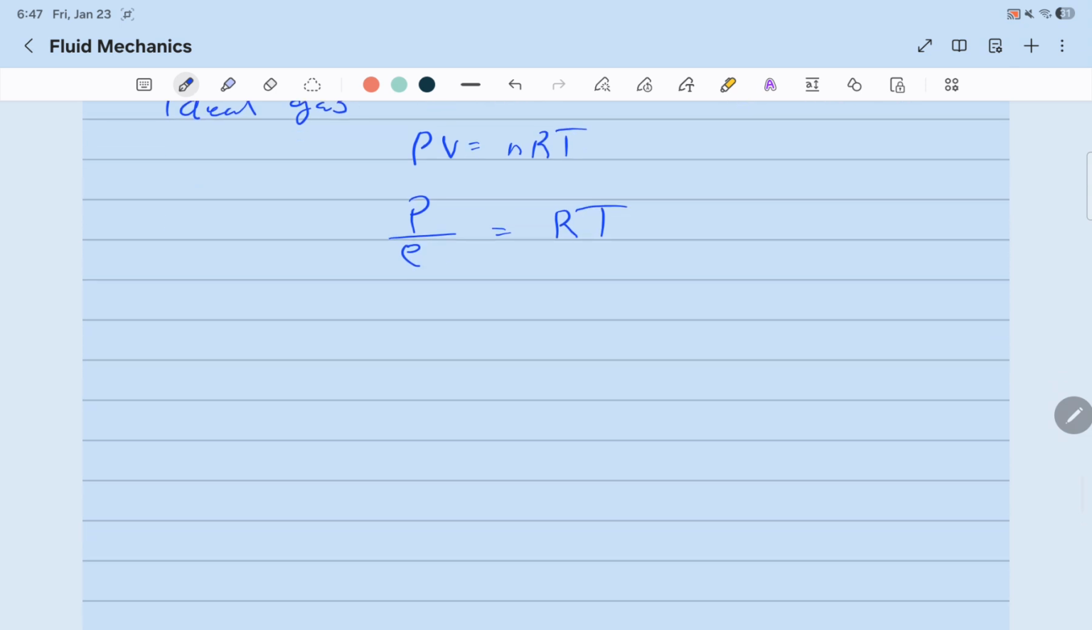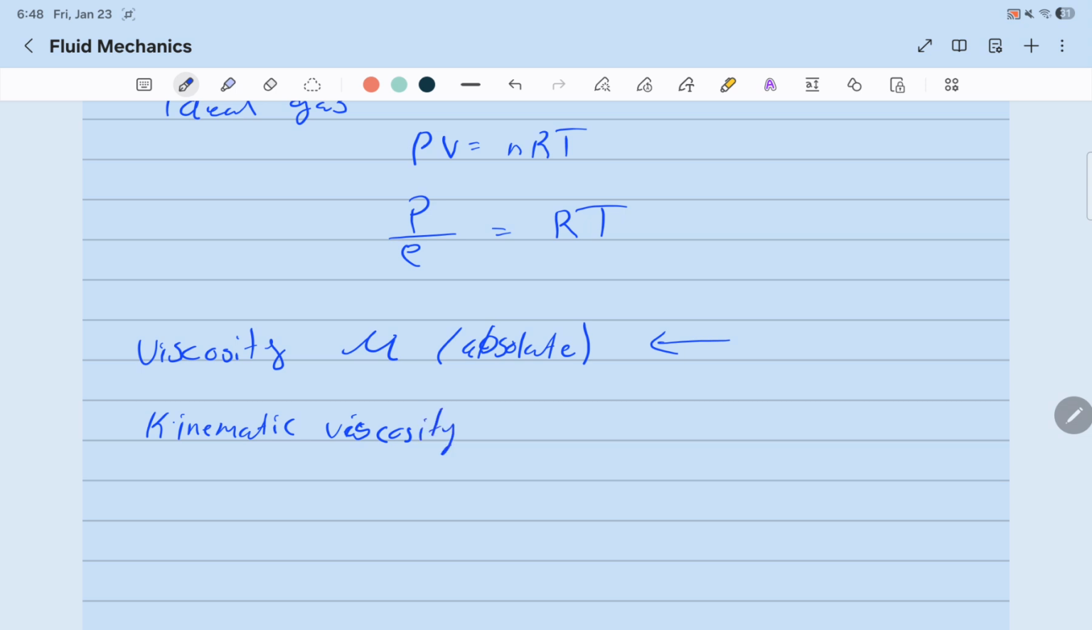The final property is viscosity. Now there's two types of viscosity. The real viscosity, which is the absolute, symboled as mu. Whenever you're asked to find the viscosity, the absolute viscosity is meant, unless specified to find the kinematic viscosity.